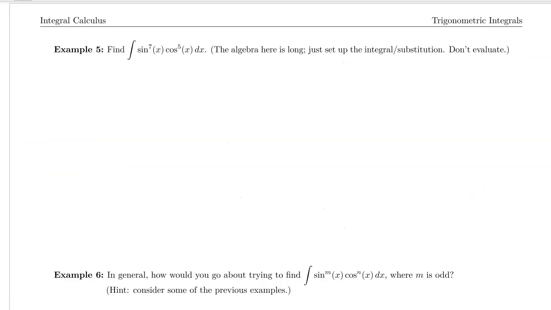Example 5 wants us to find the indefinite integral of sine to the 7th power of x times cosine to the 5th power of x dx. The algebra here is long, so just set up the integral and substitution. Don't evaluate. So that's nice. We don't actually have to integrate. We just need to set up our integral.